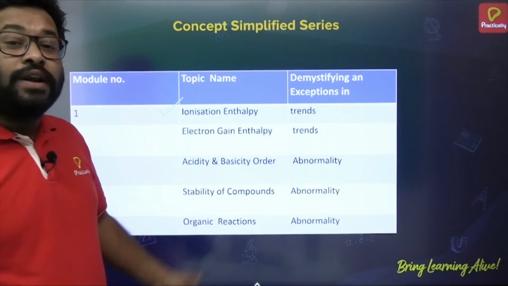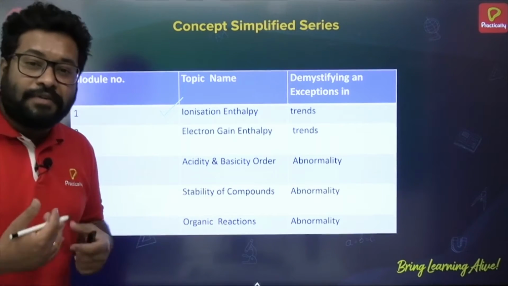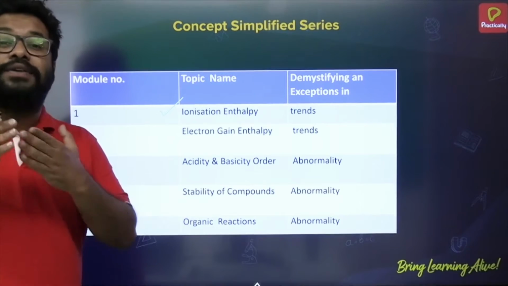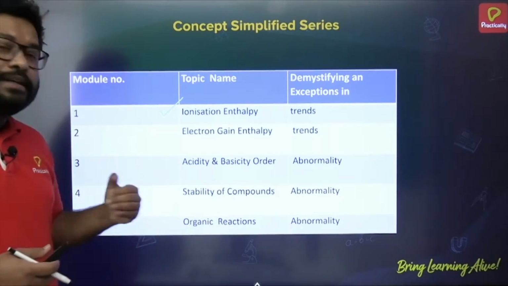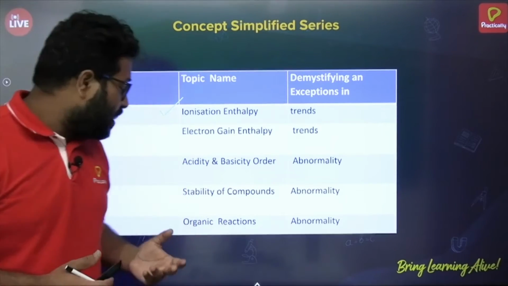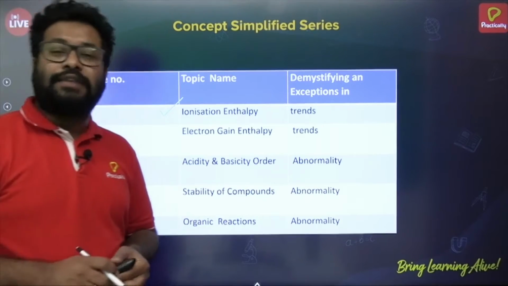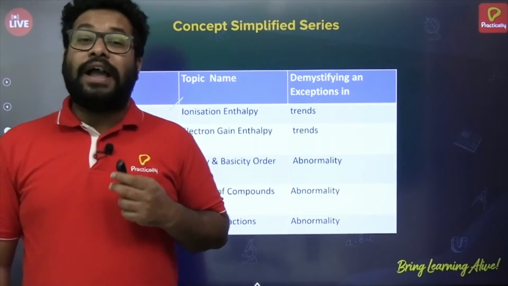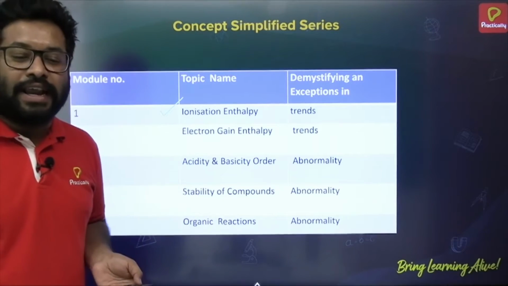in electron gain enthalpy, and that will be followed by acidity basicity order, the abnormality in those properties, then stability of carbon's compound, and then organic reactions. That will be followed after this. But in today's session I am going to demystify the exception in electron gain enthalpy.